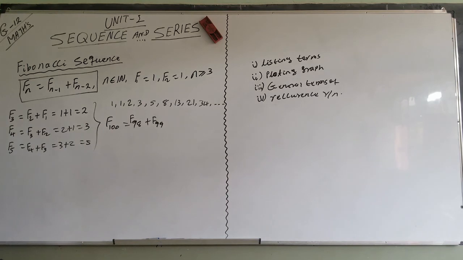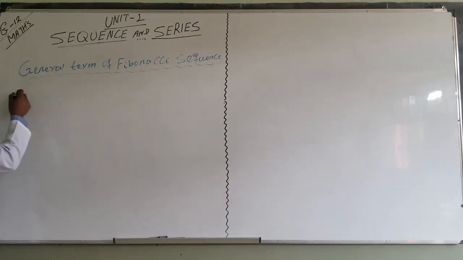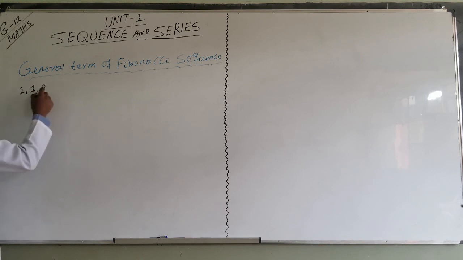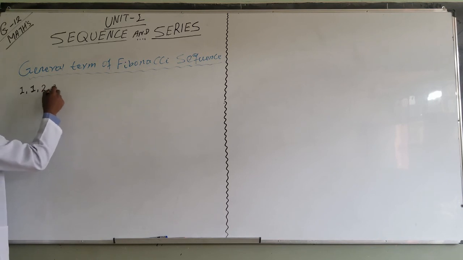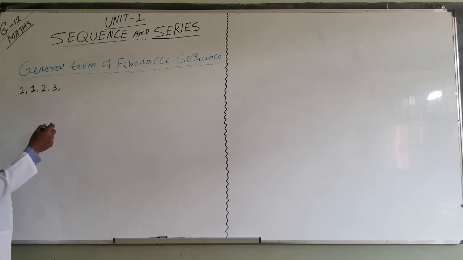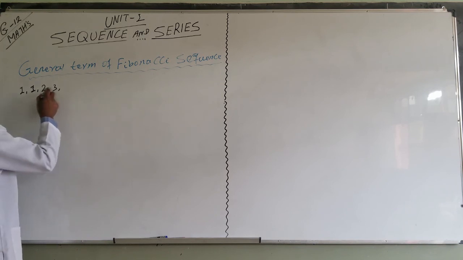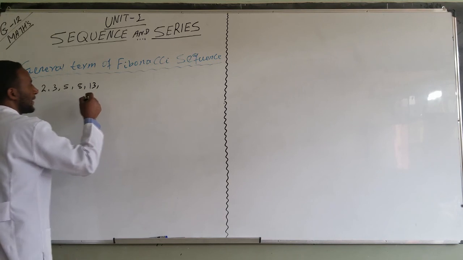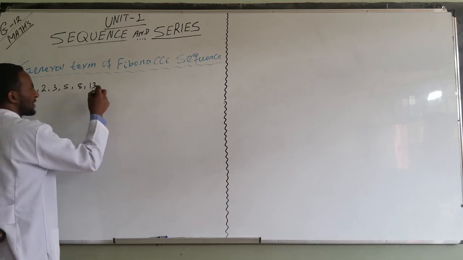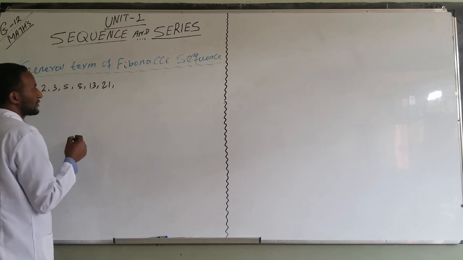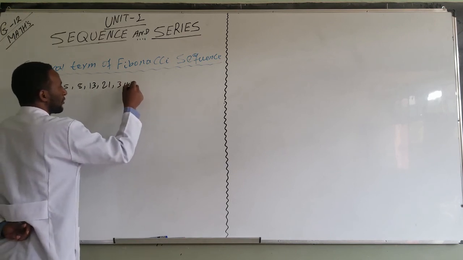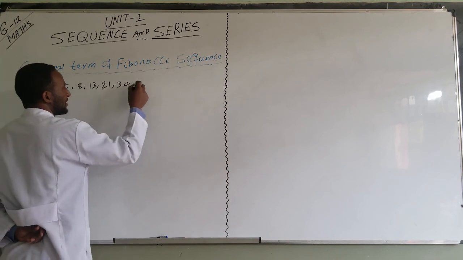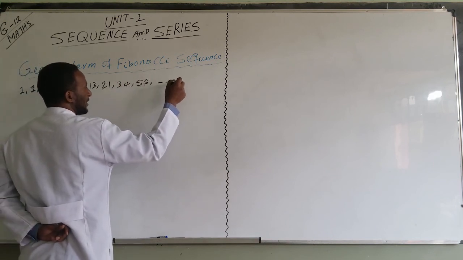Let us see the general terms of Fibonacci sequence. Fibonacci sequence is 1, 1, 1 plus 1, 2, 1 plus 2, 3. We get the term of Fibonacci sequence by adding the previous two terms. Then 2 plus 3, 5. 3 plus 5, 8, 5 plus 8, 13, then 8 plus 13 is equal to 21, 13 plus 21 is 34, 21 plus 34 is 55, and so on.